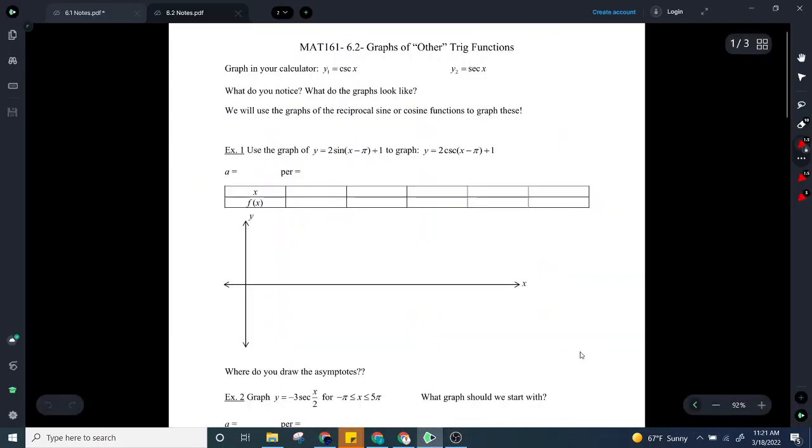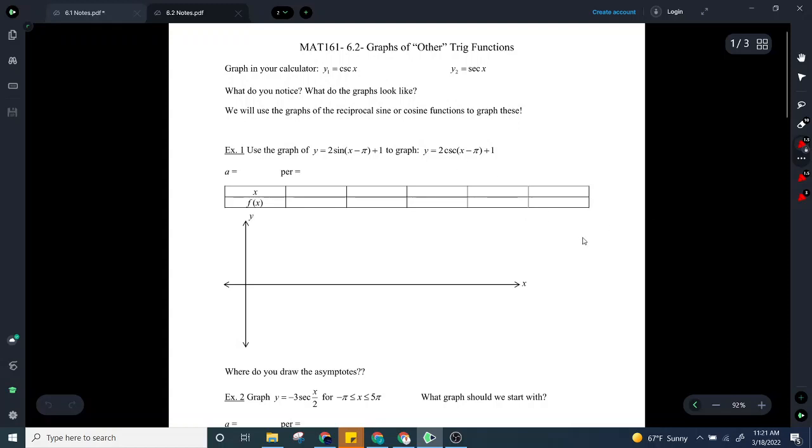So let's do an example here. It says, use the graph of y equals 2 sine(x minus pi) plus 1 to graph y equals 2 cosecant(x minus pi) plus 1. So this is what we're interested in. We're going to use the sine curve to get the graph, okay?